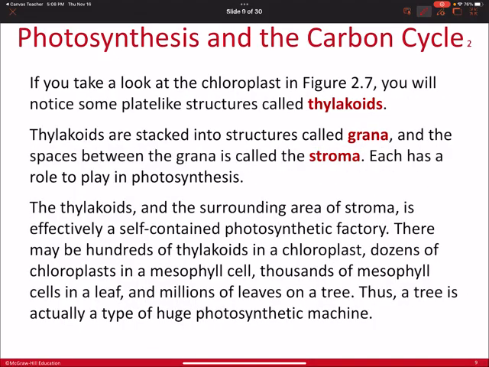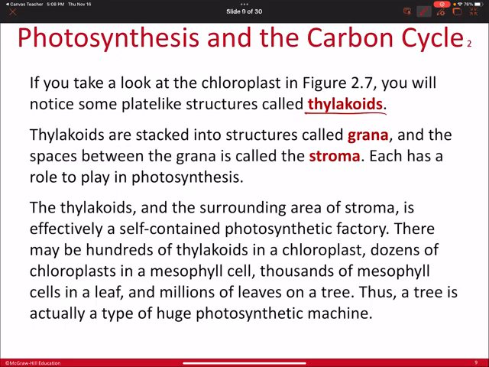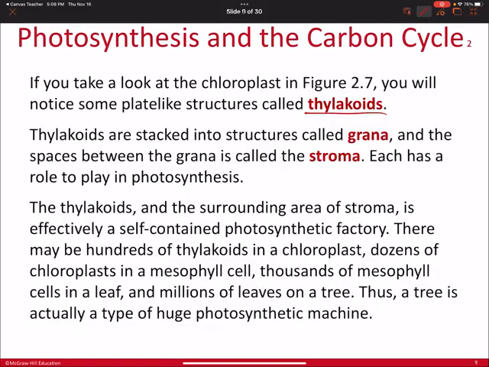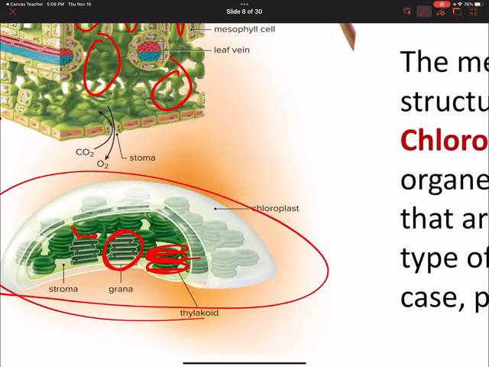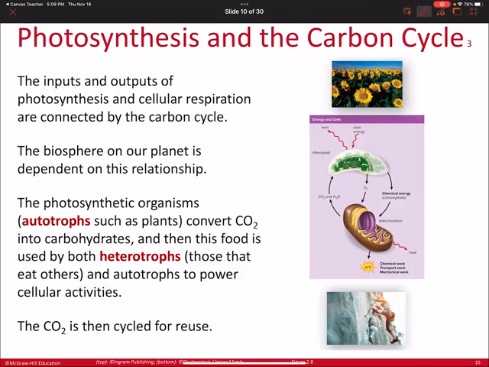Well, if you look at this chloroplast, you see these little stacks of discs. Those are called thylakoids. Those thylakoids are stacked into structures that we call grana, so this whole thing would be called a granum. And the space between the grana is called the stroma. So all of this space in here is called the stroma. It's in these parts of the cell that photosynthesis occurs.